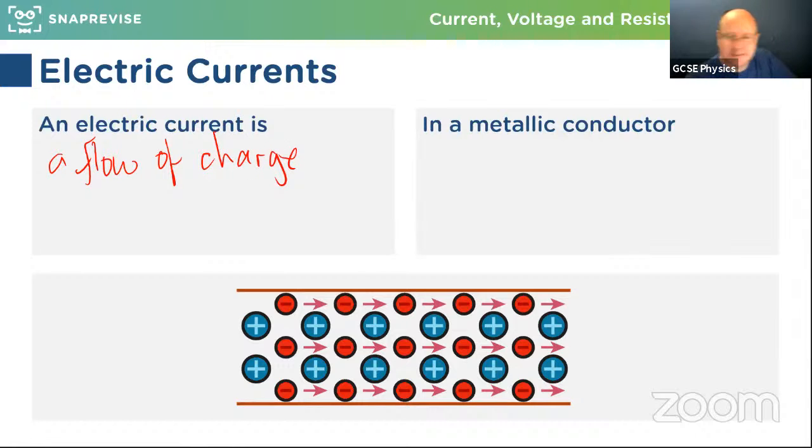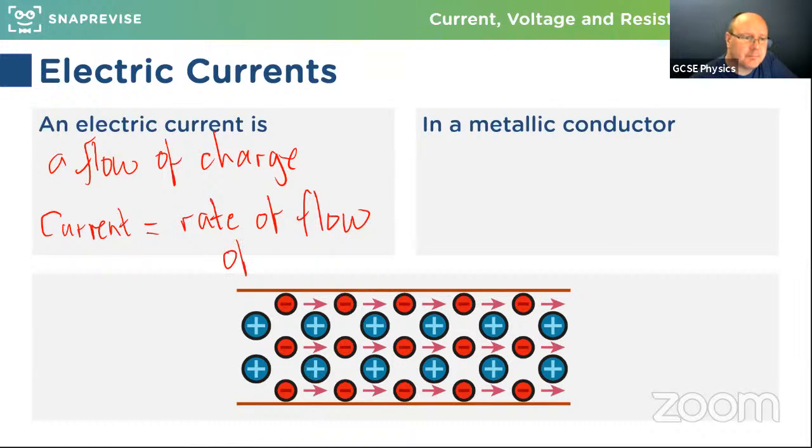So any charge that is moving makes an electric current. Ultimately, it could be charged particles, could be ions. It's often electrons. And current, I will just add it because it's absolutely correct, is equal to the rate of flow. And we measure current in amps.